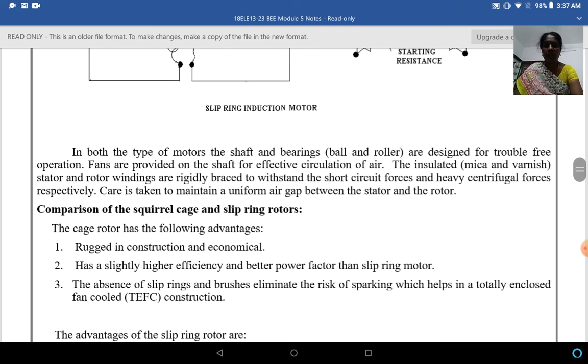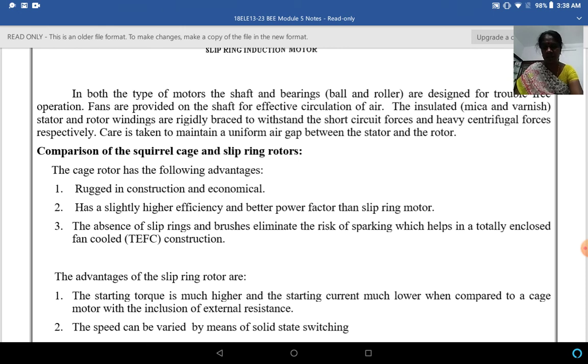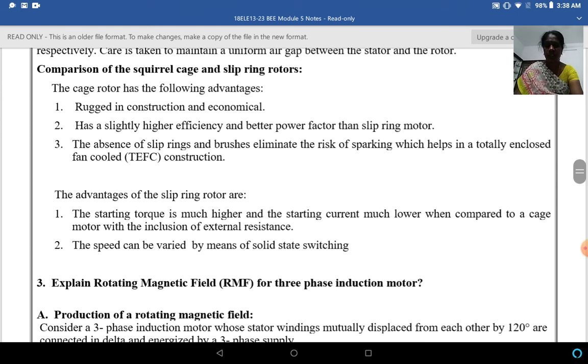When you compare the squirrel cage and the slip ring, the squirrel cage rotor has the following advantages: it is rugged in construction and economical, and has a slightly higher efficiency and better power factor than the slip ring. The absence of slip rings and brushes eliminates the risk of sparking, which helps in a totally enclosed fan cooled construction. The advantage of the slip ring is that the starting torque is much higher and the starting current much lower when compared to a cage motor. With the inclusion of external resistance, the speed can be varied by means of solid state switching.